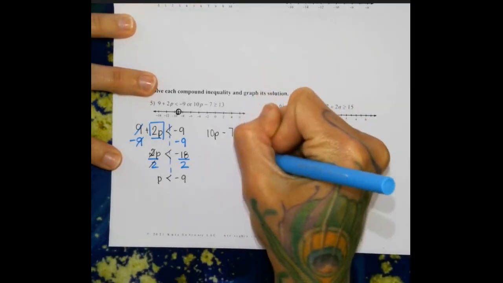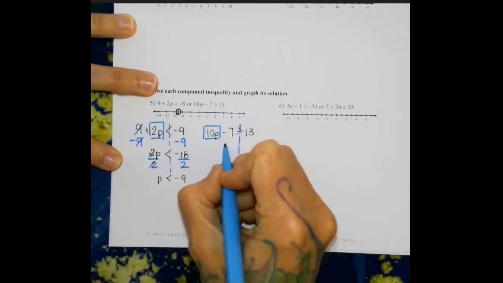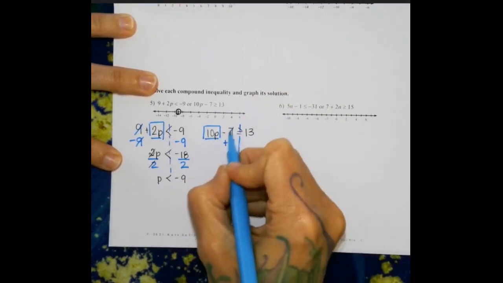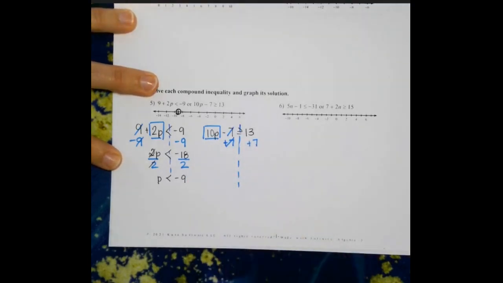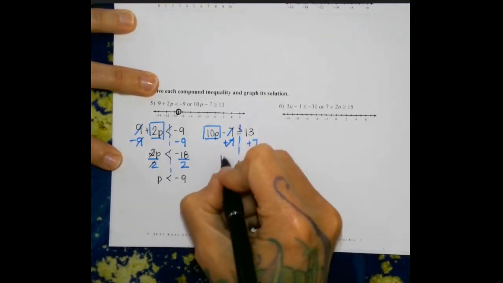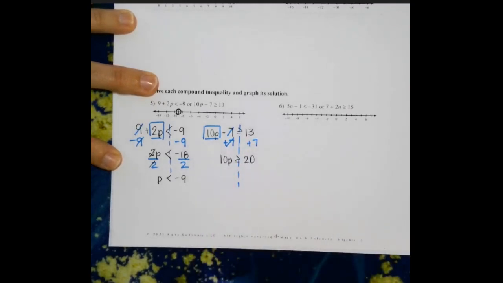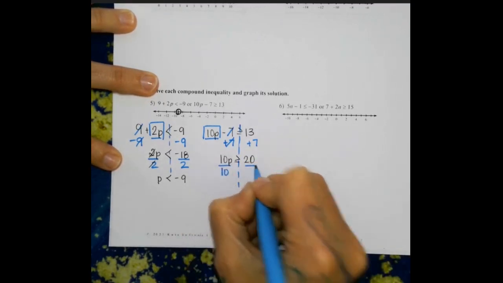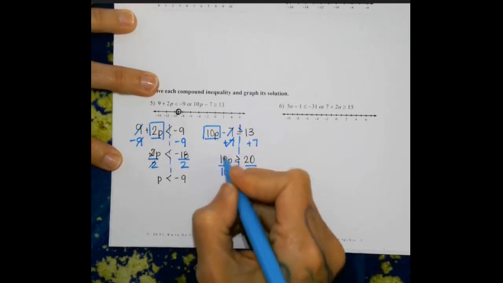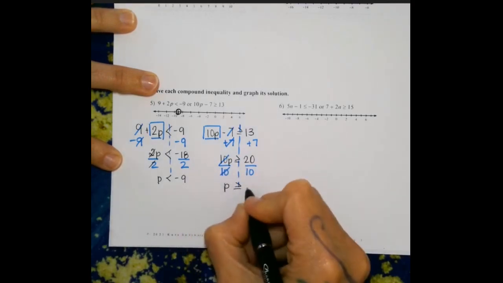So our second one. Box in our stinky kid. We're going to add 7 because that's how this becomes a 0. If I owe you $7 and I pay you 7, then we're in the good. 10p is greater than or equal to 20. What are we going to divide by? Yep, because that is the inverse of 10 times p, because that's what 10p is. And p is greater than or equal to 2.